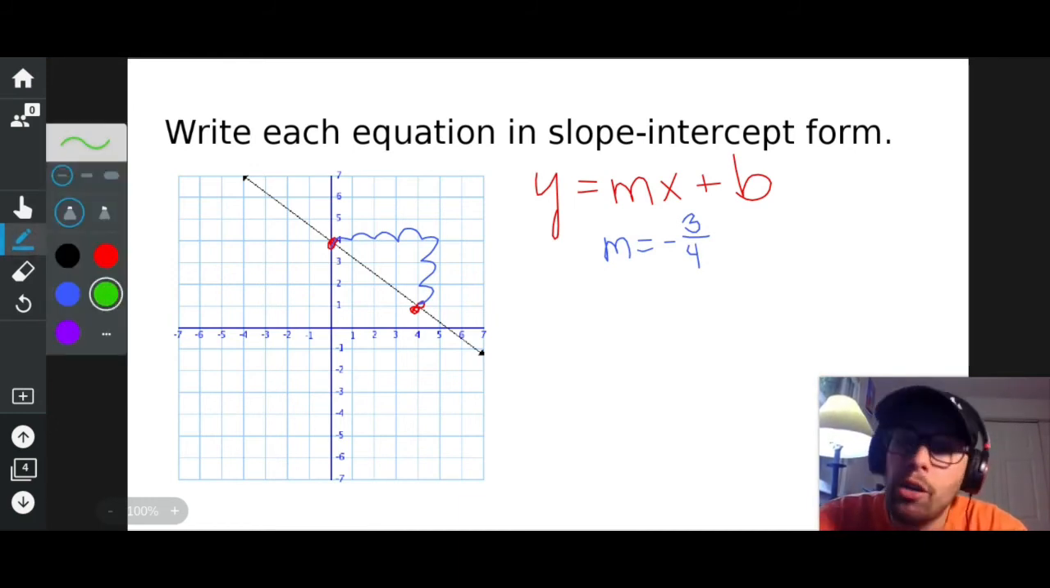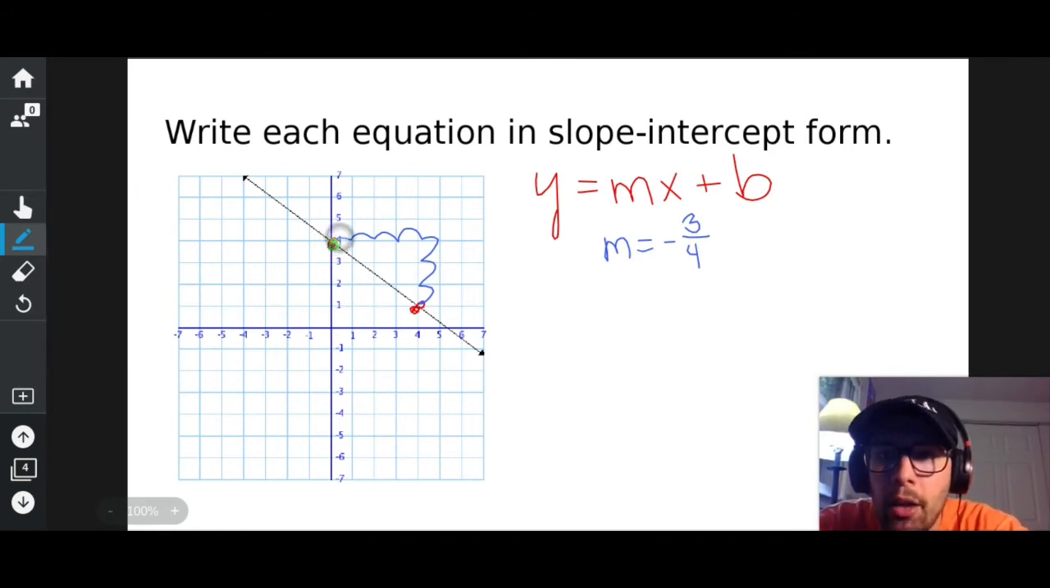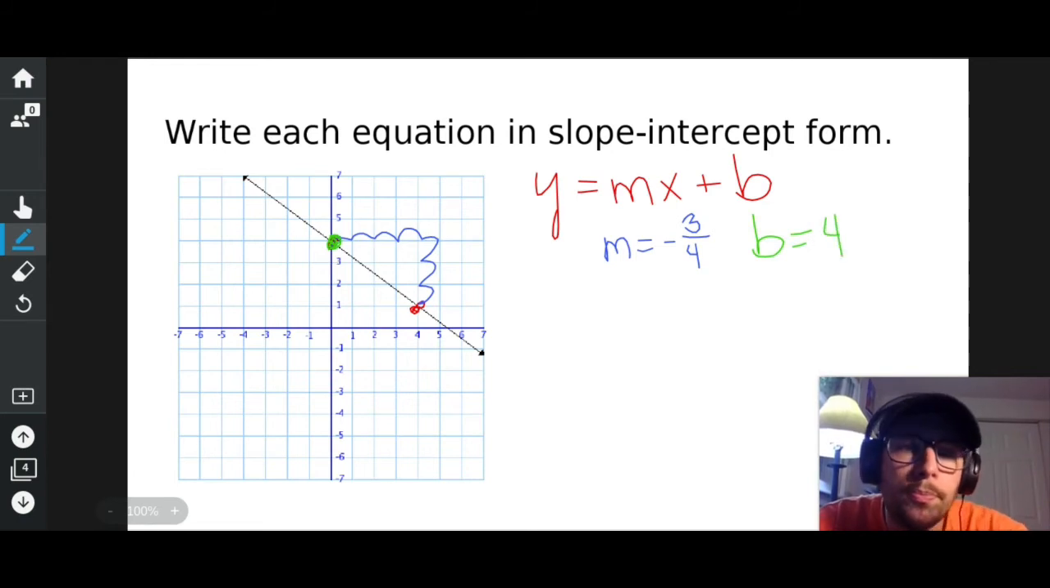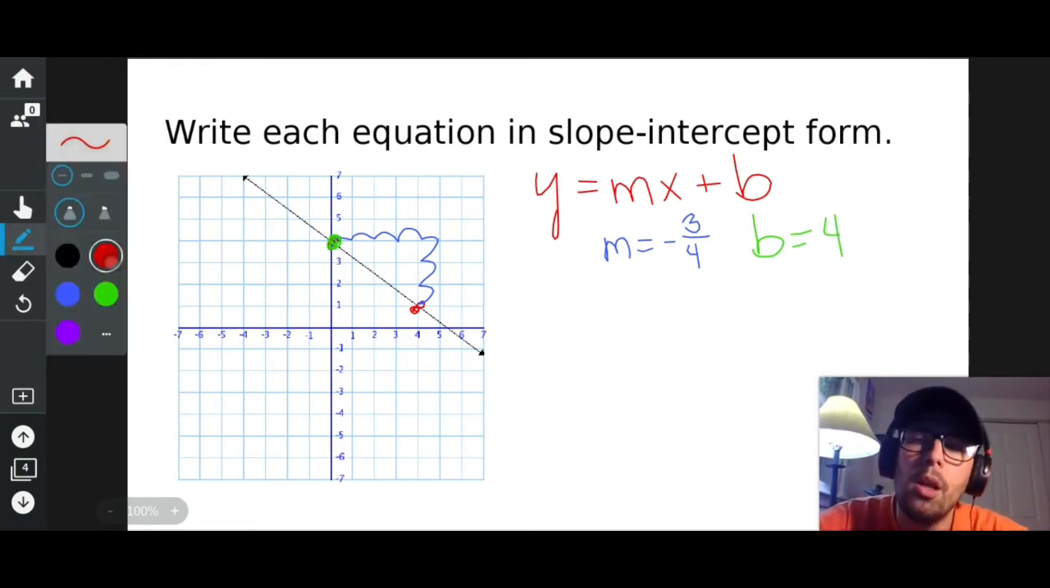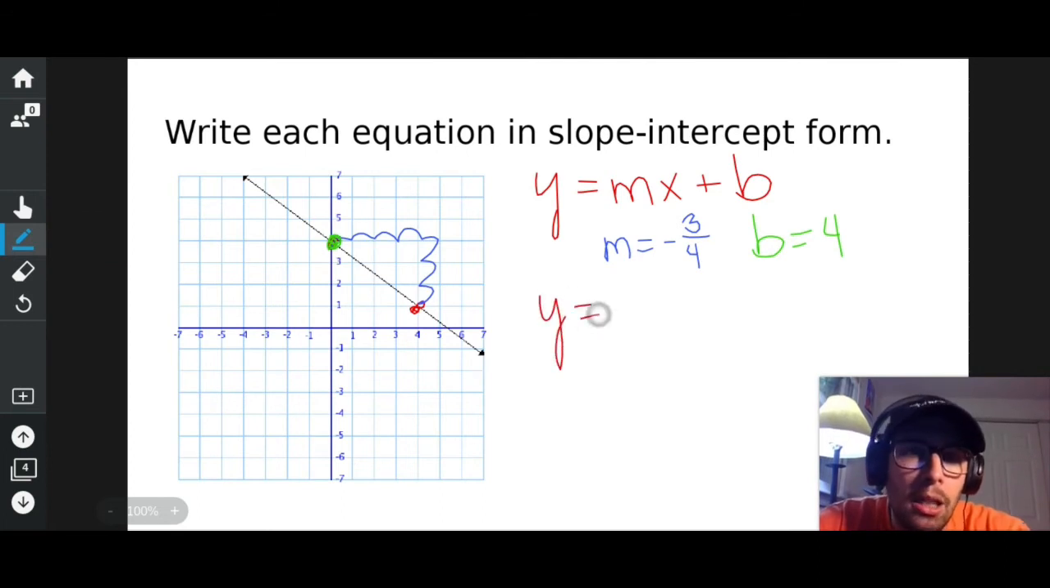My b is the y-intercept. Where does my line cross the y-axis? Right there at 4. So b is 4. When I put it all together, I write out the red. Y equals m? No. M is negative 3 over 4 now. Y equals negative 3 over 4 x plus b, which means plus positive 4, so plus 4.